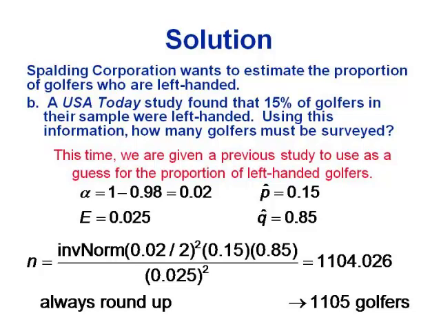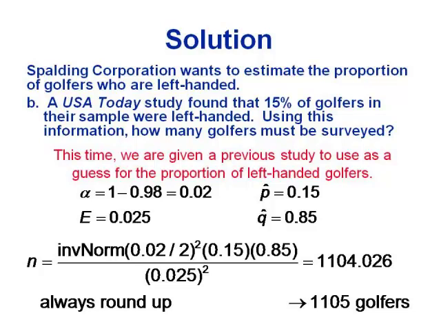And when you put all of that in, your result comes out a little bit different. It comes out to 1104.026, which even though it's a very, very small decimal, you're still going to round up to 1105, which is less than we got on the last slide. So having this previous information lets us interview less people.